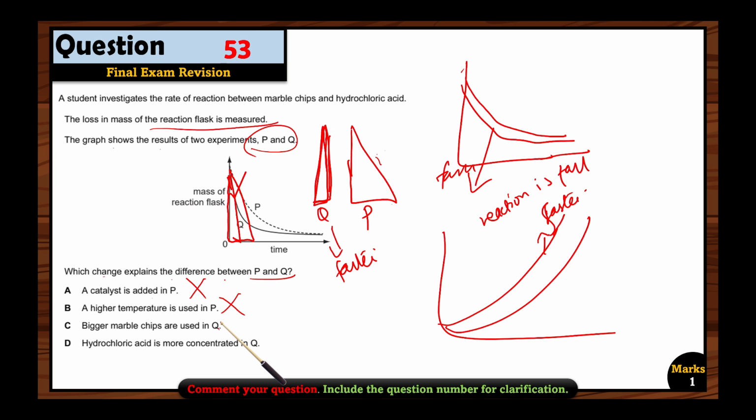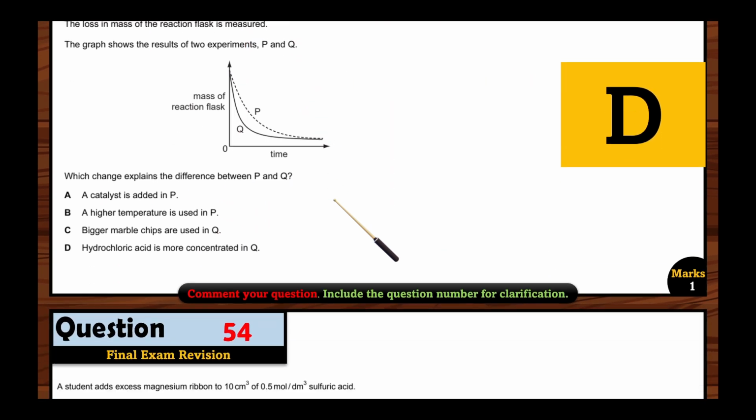Bigger marble chips are used in Q. No, if bigger marble chips were used in Q, the rate of reaction should be lower, but here it is higher. So that's also wrong. Hydrochloric acid is more concentrated in Q. Yes, that's possible, because if the concentration is higher, the rate of reaction will increase. So that's why Q has the higher rate of reaction. So option D is the right option.